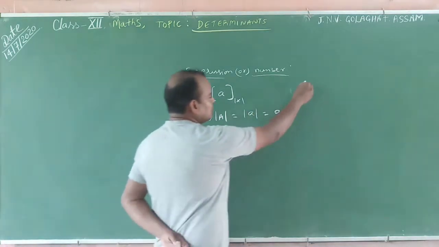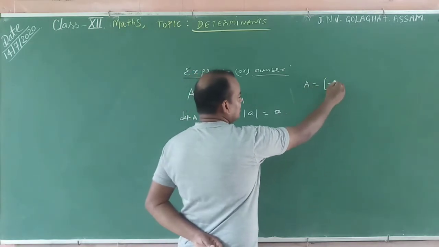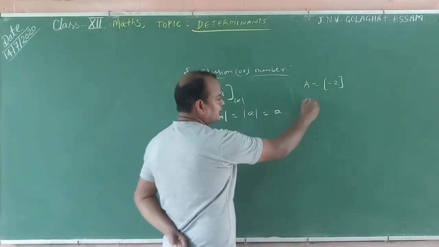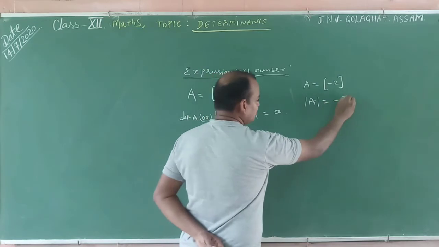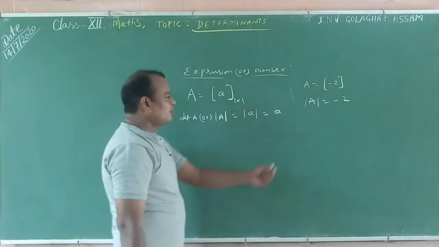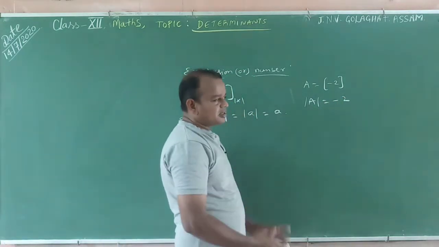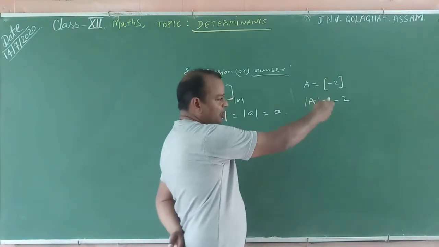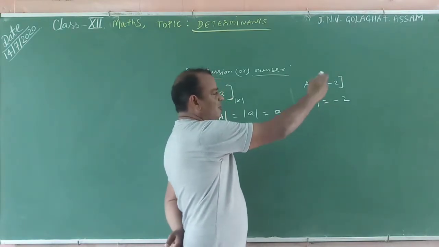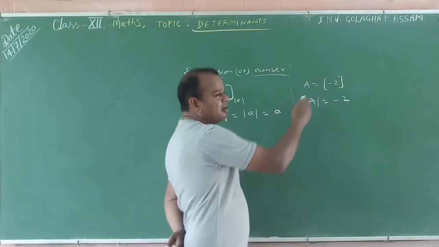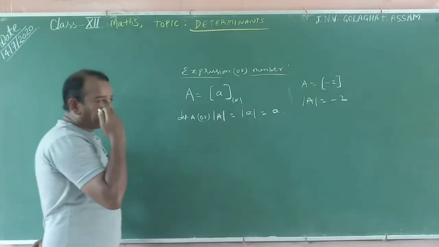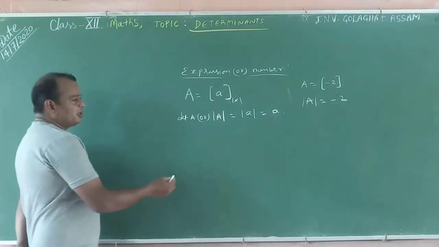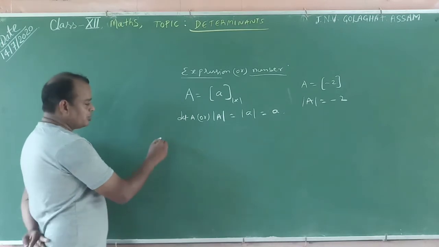Suppose A is the matrix [-2]. What is the determinant of A? Determinant of A is equal to -2. This is not a modulus, this is vertical bars. For a 1 by 1 matrix, the determinant is that number only. Now, the determinant of a square matrix of order 2 by 2.